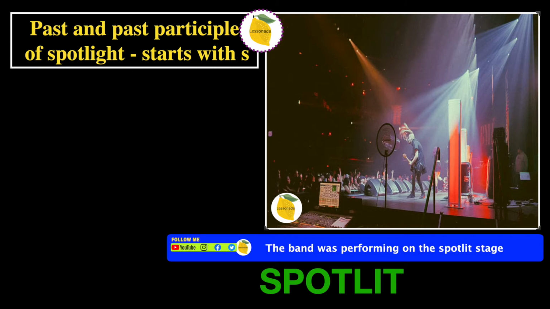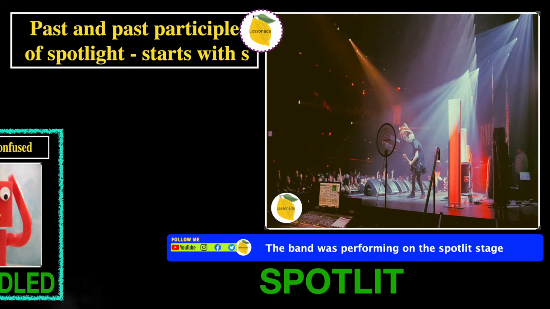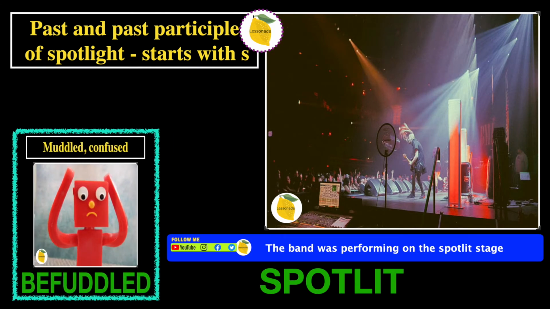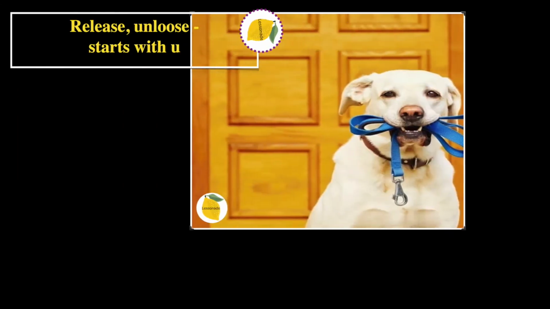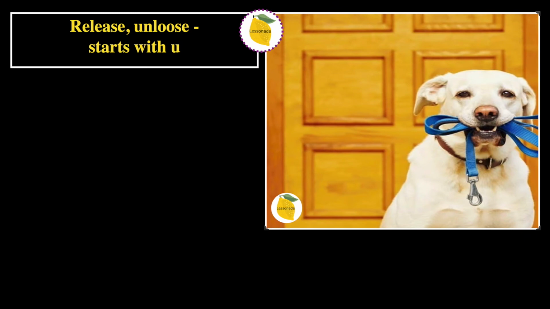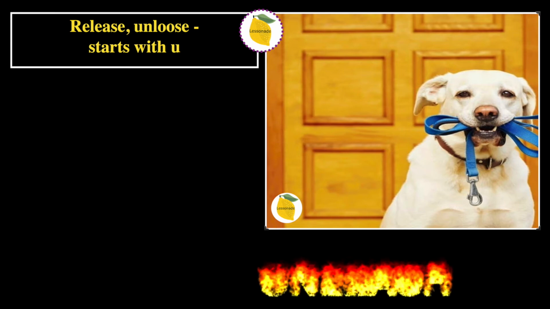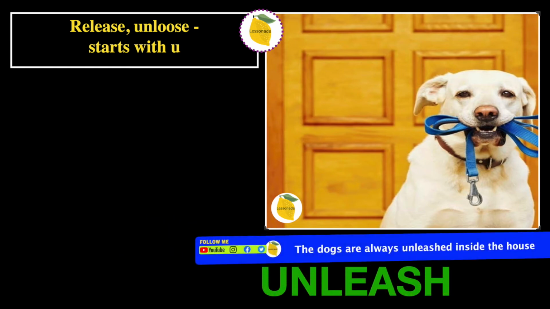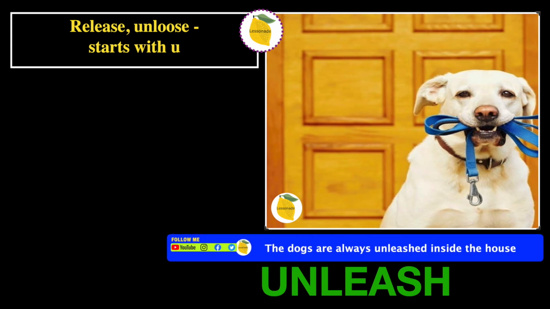So now let's recall the previous slide, and the previous slide is befuddled. Let's go on to the next one. Release or unloose, starts with U. In this picture, we can see a dog released from its leash. So this means the word will be unleash. And the sentence is the dogs are always unleashed inside the house.